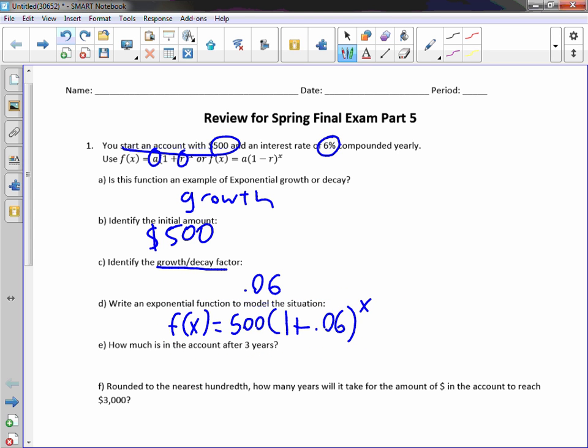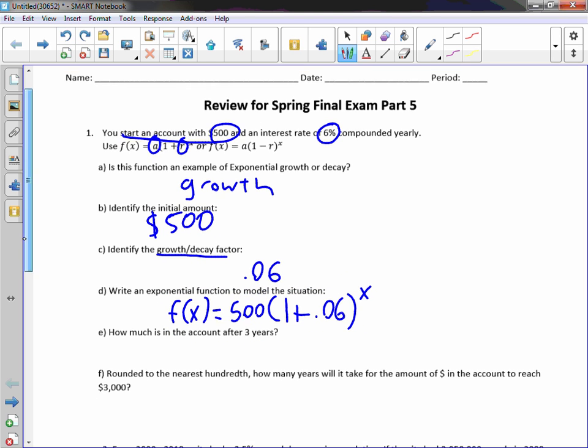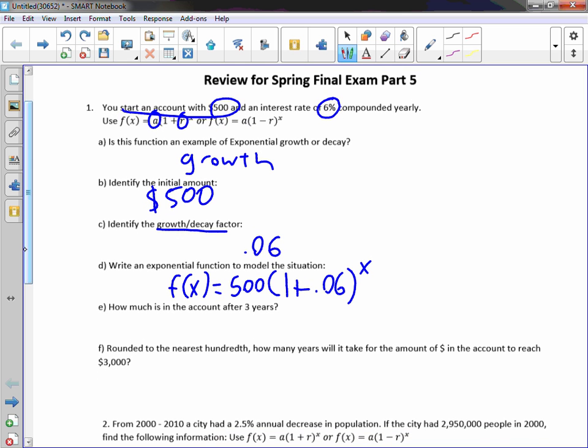Now, how much is the account after 3 years? So let's take a look at this problem. We have 2 variables going on. We have time and we have money. We need to figure out which one is x, which one is y. Pretty much always time is going to be x. The other variable will be y. So if I see 3 years, I need to plug that in because it's time. We plug it in for x.